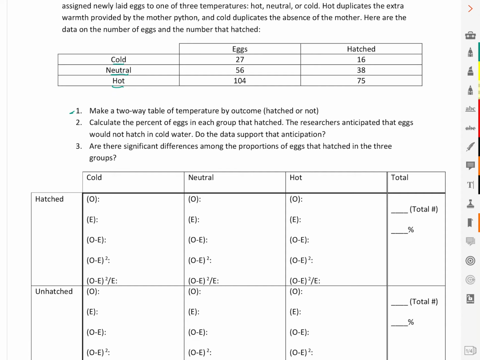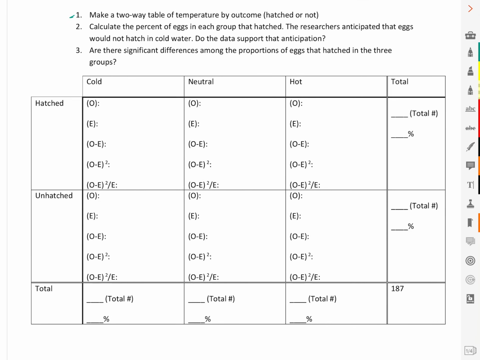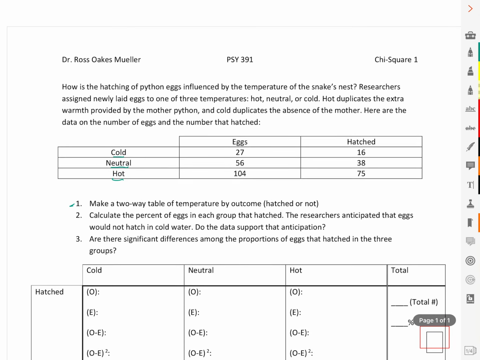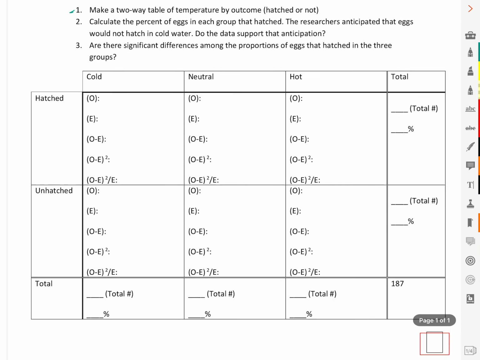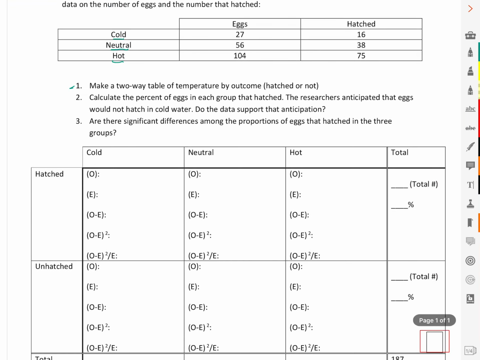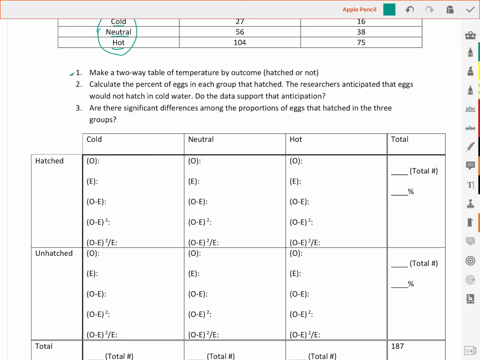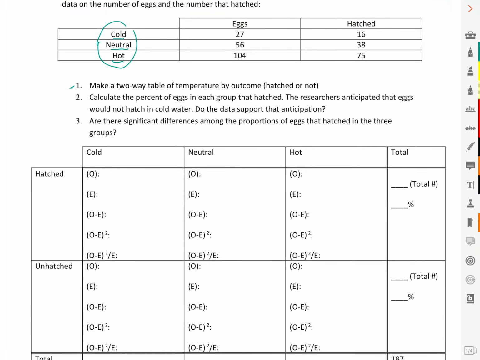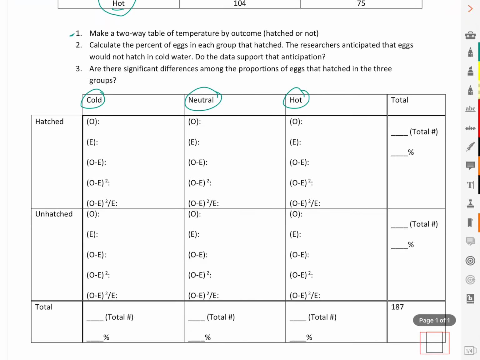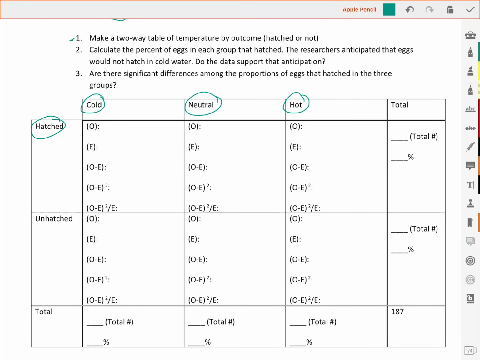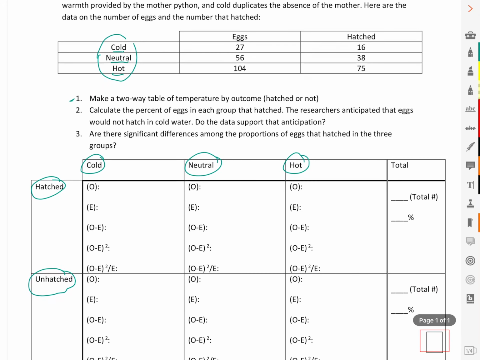Okay, so the very first thing that you're going to need to do is to set up a table. What I've done here is I've actually given you the outlines of a table. In later worksheets and in an exam, I'm just going to show you these three questions, something like this, and you're going to have to make your own table. But for right now, I'm giving you a little bit of a table. One, we're going to take a look at these three different groups: hot, neutral, and cold. And we're going to assign those as three groups: neutral, hot, and cold. The second is we want to know if our eggs were hatched or unhatched.